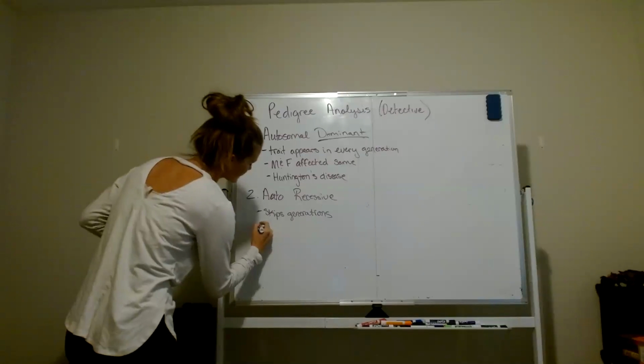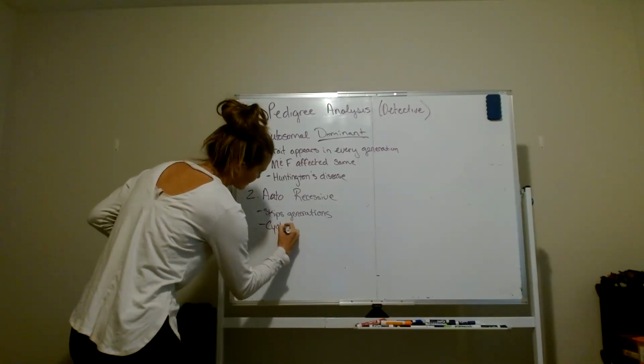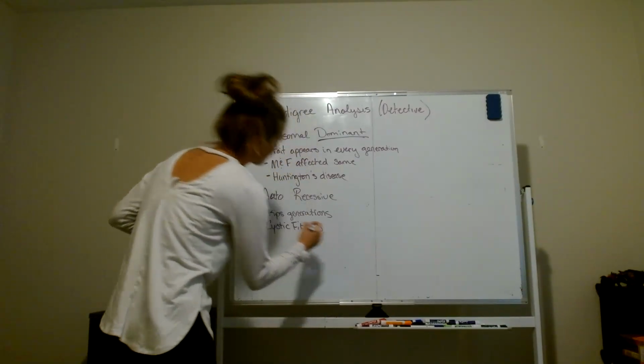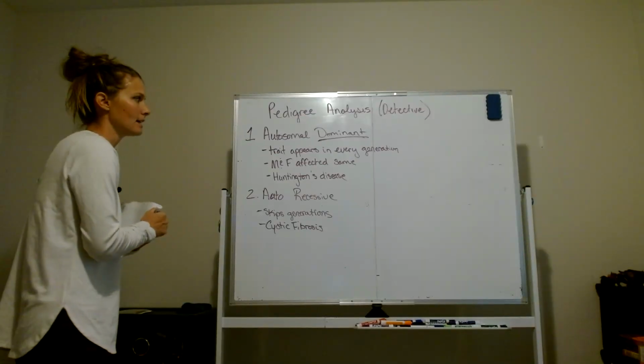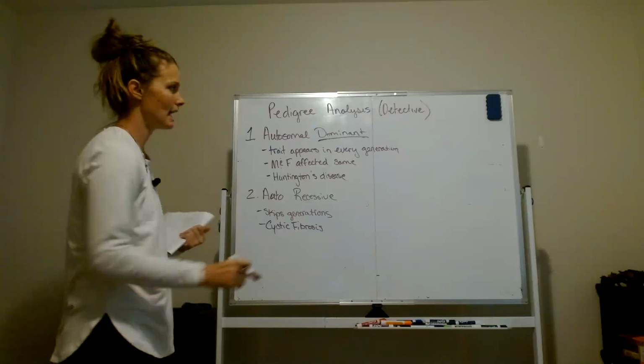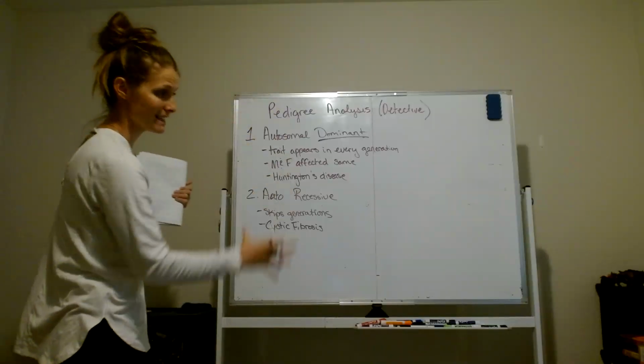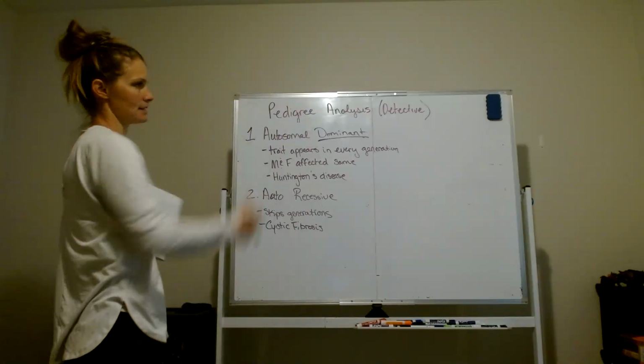So this is something like cystic fibrosis. And the pedigree is just literally seeing, if we can trace this, one, we can follow it down, and two, we can follow it back up and see where it came from.